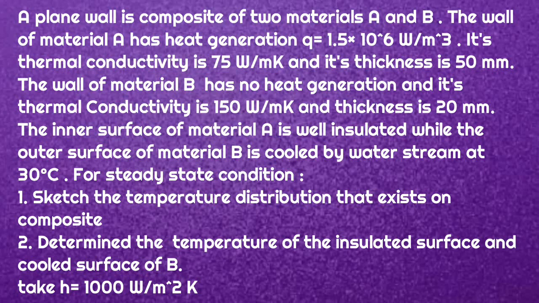thickness 20 millimeter. The inner surface of the material A is well insulated while the outer surface of material B is cooled by a water stream at 30 degrees Celsius. For steady state condition, first sketch the temperature distribution that exists in the composite. Second, determine the temperature of insulated surface of A and the cooled surface of B. Take convective heat transfer coefficient between outer wall of B and water as 1000 watt per meter square Kelvin.